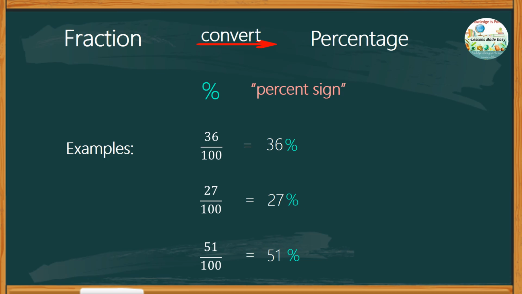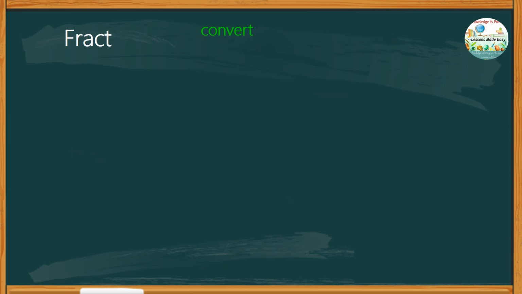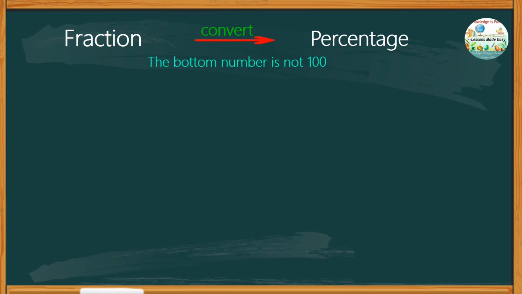Isn't that easy? But how do you convert a fraction to a percentage if the bottom number is not 100 or any powers of 10? 2 over 5, for example. Remember earlier we said percent is a special fraction with a denominator of 100. How do we turn 5 to 100? That's right. We multiply by 20. Do the same with the top number 2. Multiply by 20, we get 40. 40 over 100 is just 40%.